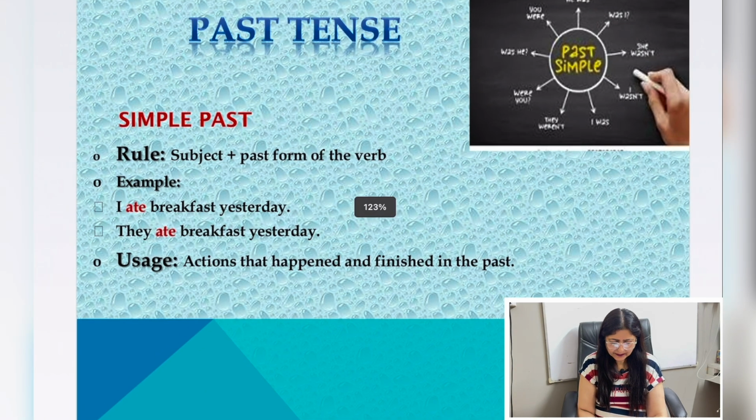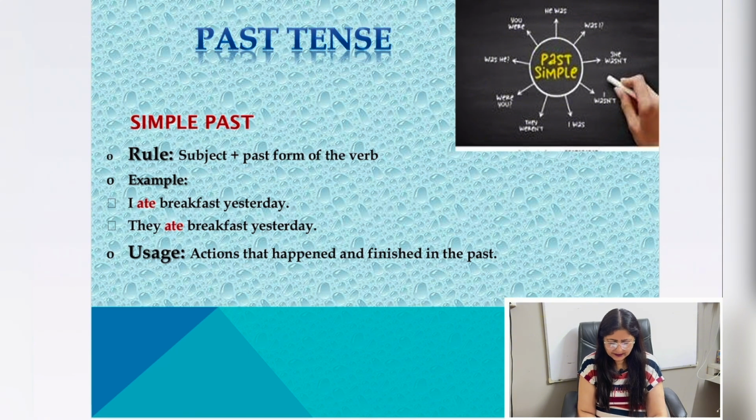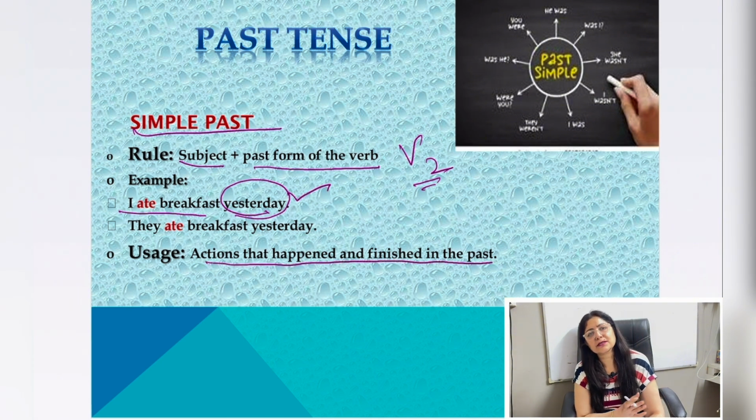Now past tense. For simple past we have a very simple rule, that is your subject and the past form of the verb, that is your V2. For example, I ate breakfast yesterday. So yesterday is indicating an action that happened and finished in the past. Yesterday it was done. The action is completed. So you will be making use of V2, the past form of the verb. They ate breakfast yesterday. Here also you need not worry about whether your subject is singular or plural. Your V2 will go with any kind of subject you have.